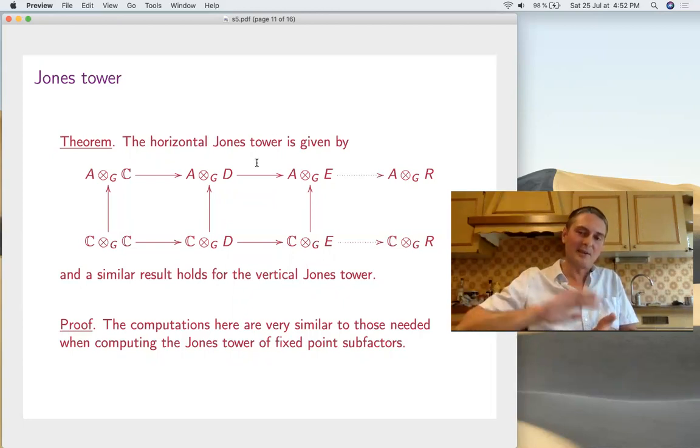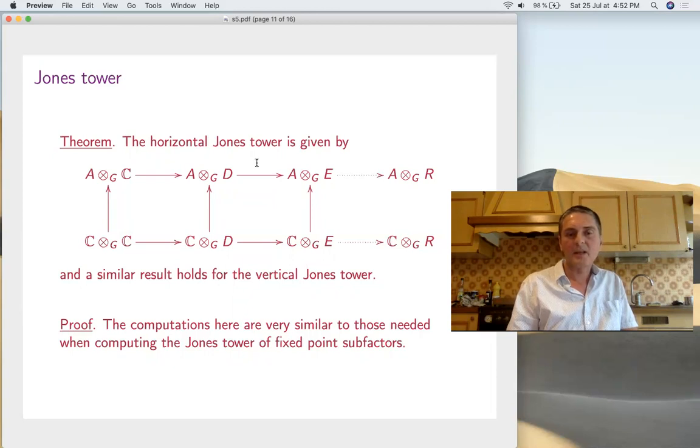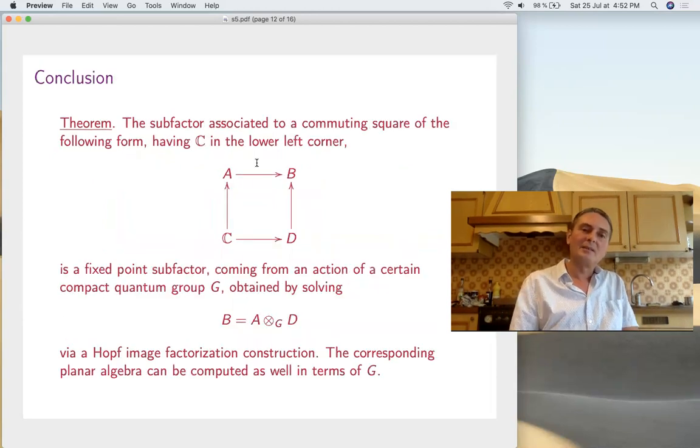You can get the whole thing in these dimensions. These are tensor products with respect to G. The computations, well, it's exactly the same thing as for fixed point subfactors. I mean, for trying to compute these Jones towers, that's somehow how it works. So the conclusion is the following: the subfactor appears as a fixed point subfactor. If you look at what happens there in the limit, it's a fixed point subfactor. The quantum group is obtained in this way, and the planar algebra, of course, by Ocneanu compactness, everything can be computed in terms of G. So that's something quite general.